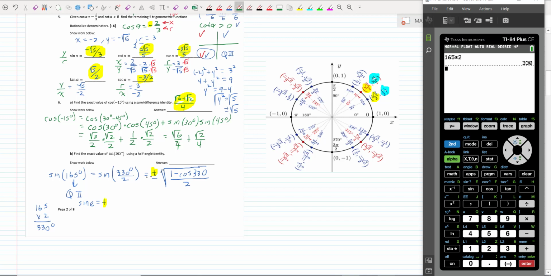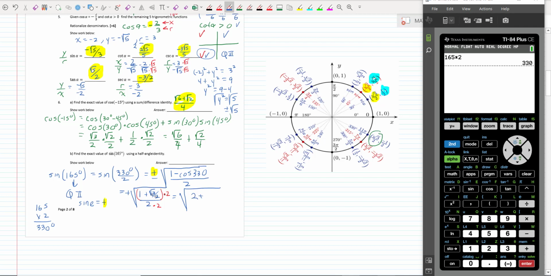So the cosine of 330 would be the x value. So it looks like what we're going to have then is the positive square root of 1 minus the square root of 3 over 2, all over 2. And then we want to simplify this. You have a complex fraction, so go underneath the radical and multiply by 2 to clear that fraction. So you would end up having square root, and then 2 times 1 is 2. You're doing a distributive property.